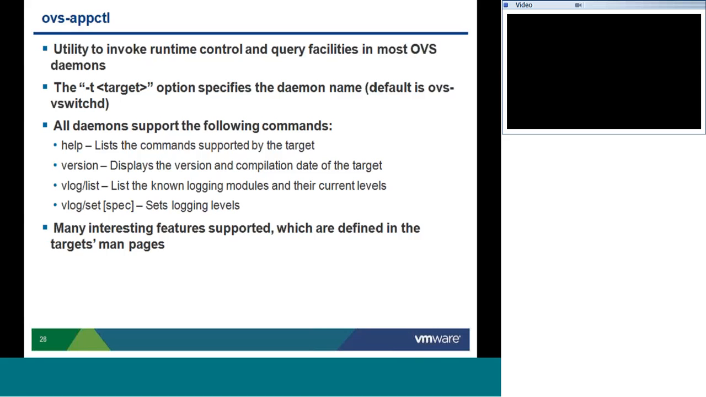And then we describe all of the features of ovs-appctl. They should be in the man page of the target. So vswitchd will have a section that describes all the commands that are appctl commands.